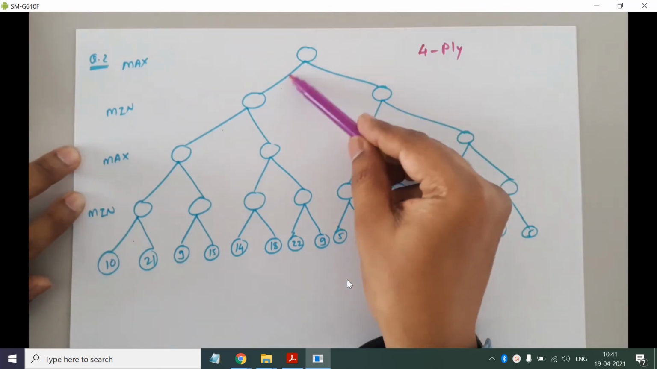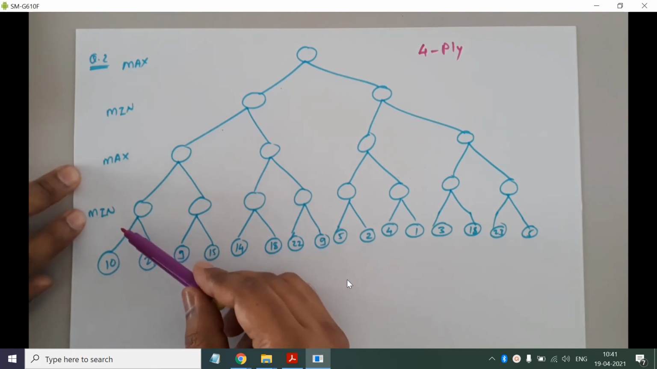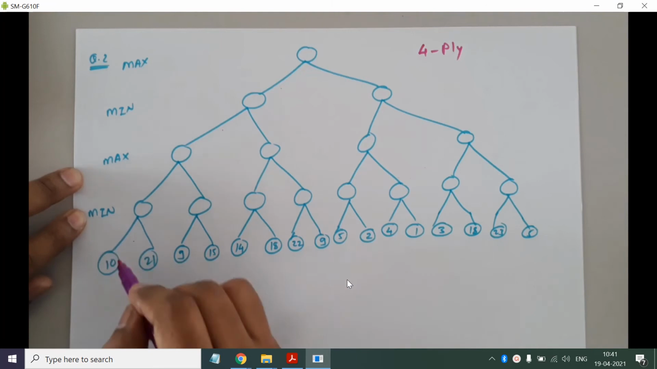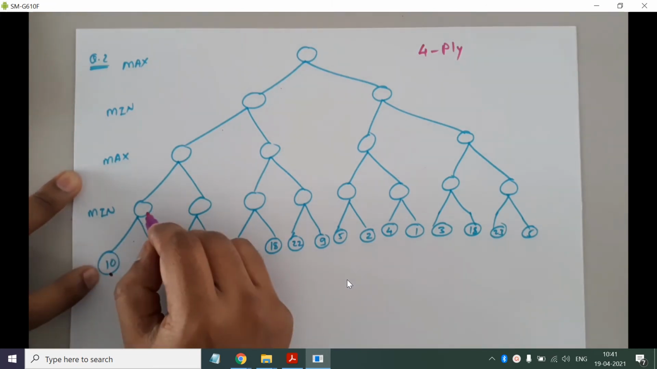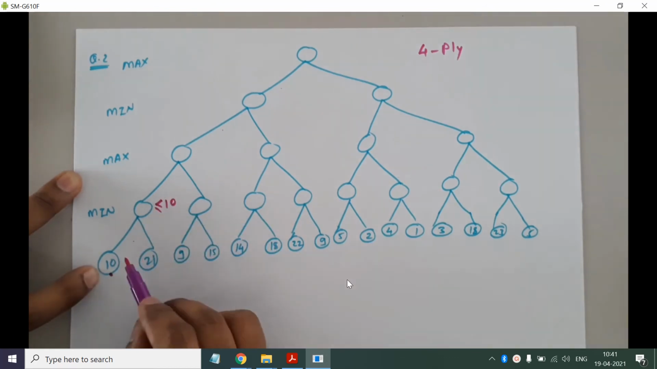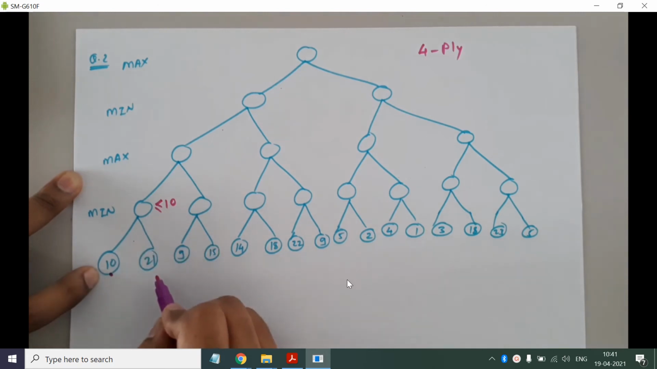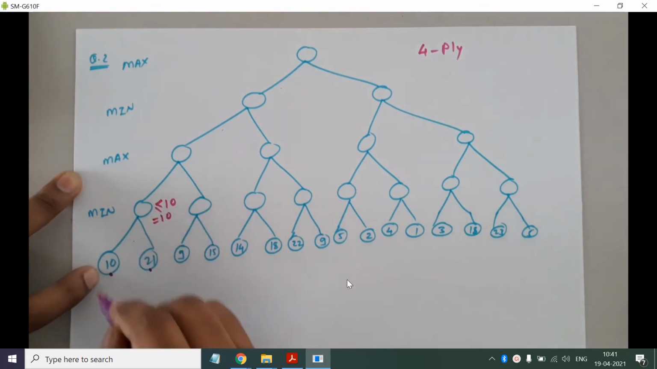First we'll go in a DFS manner. Here we have min, the minimum, so he will try to reduce the utility value. First we have 10, so here we have to maintain a beta value; he will try to reduce this value, so it would be less than or equal to 10. Then he will visit the second branch which is a higher value, so its final beta value will be 10 only.